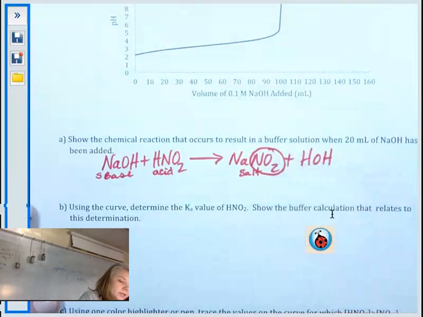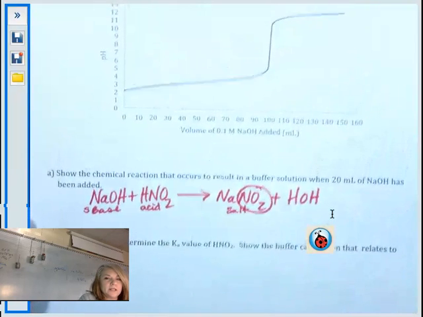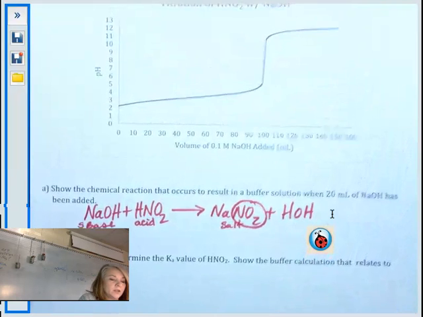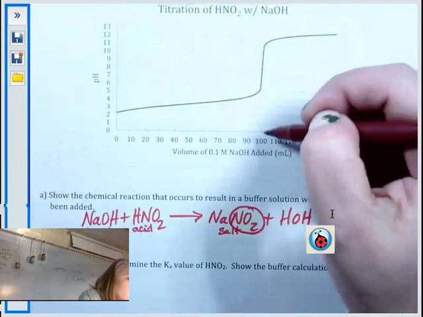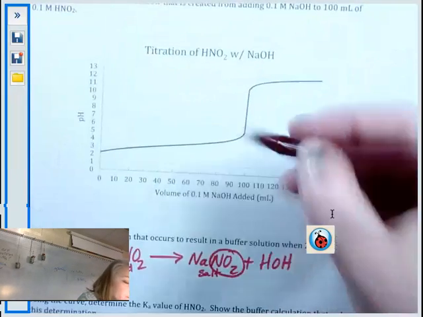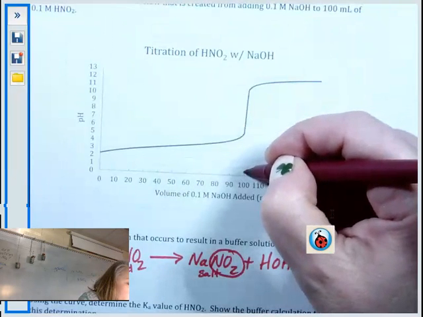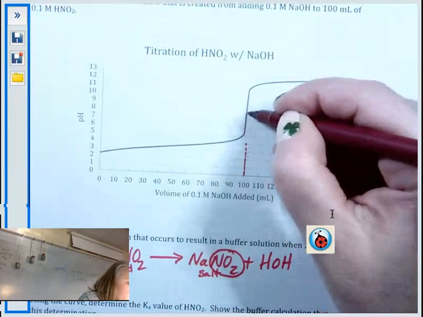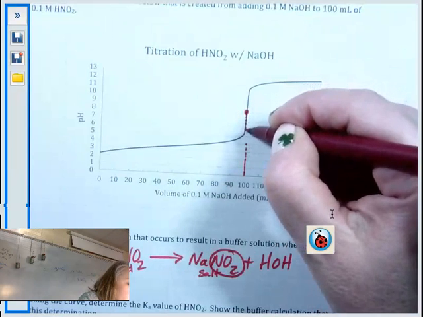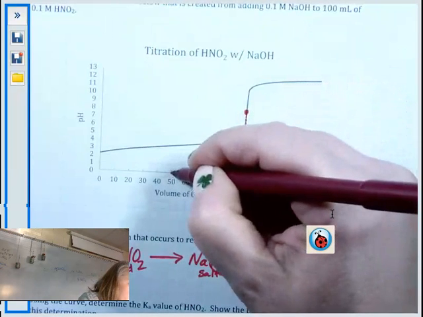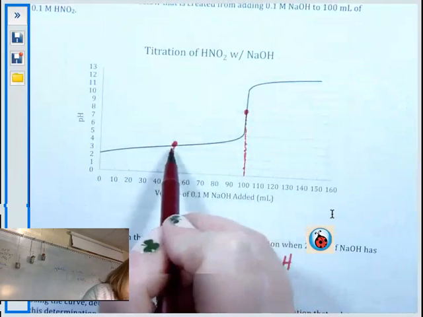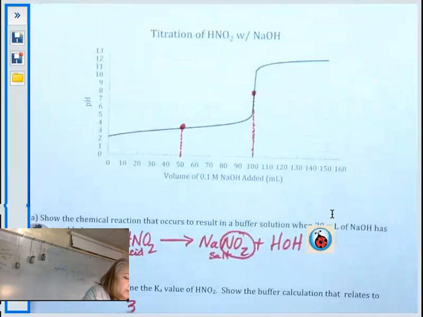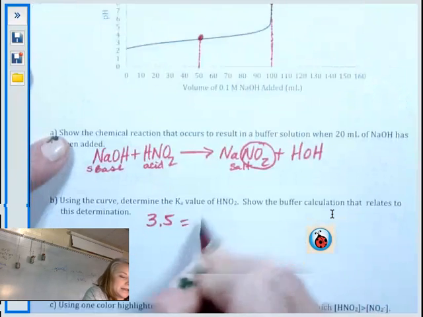Okay. All right. Using the curve, determine the Ka value. Now, there's a special place on this curve which can help us know the Ka value. What are we going to do? The halfway to the equivalence point. So find your equivalence point, which looks like it's about at 100, doesn't it? Maybe. Here, I'm going to try dropping that down better. So at 50 is your halfway. What's your pH at 50? 3.5. So 3.5 is your pKa.